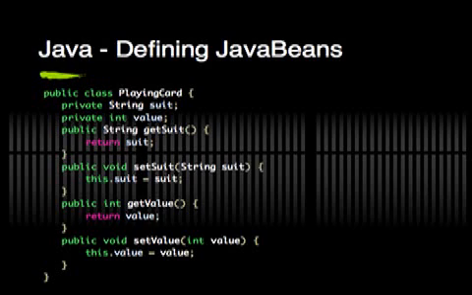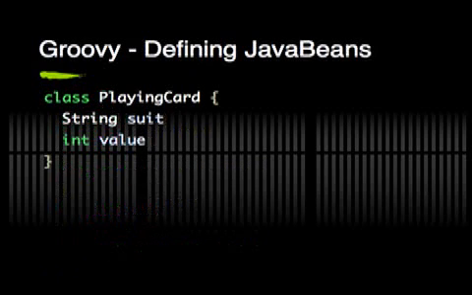That's how you define a Java bean in Groovy. My playing card with my suit and my value, the getters and the setters. Exactly the same bytecode equivalent in Groovy is that things are assumed to be public. Suit and value are assumed to be properties with getters and setters. You can override a getter or a setter if you want, but by default that is public.